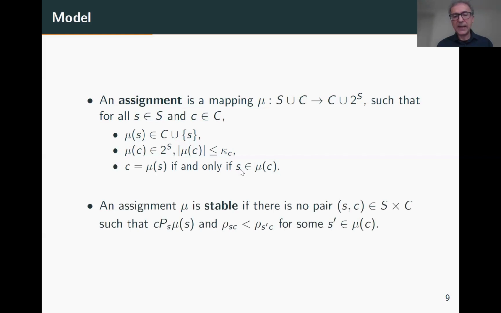And the standard definition of stability. Well, first of all, it has to be individually rational. Then there should be no blocking pairs. A student and school pair is not going to block the matching in the following sense. The student prefers school C to her match, and she has higher priority than another student that is already assigned to the school. We don't want such blocking.